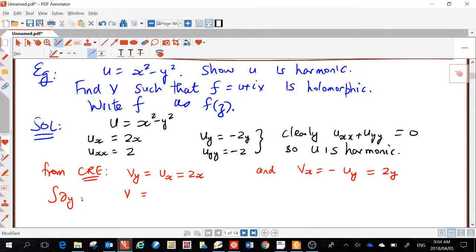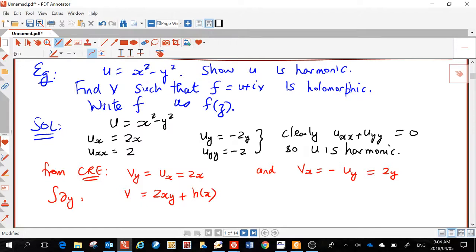Likewise, the other Cauchy-Riemann equation tells us that vx is minus uy. We know uy is minus 2y. The minus of minus becomes plus 2y. Now let's integrate both, one with respect to y, the other with respect to x, and then we'll see that it's easy to tell what v is going to be. Integrate 2x with respect to y. It'll be 2xy plus, since I'm integrating with respect to y, some function of x.